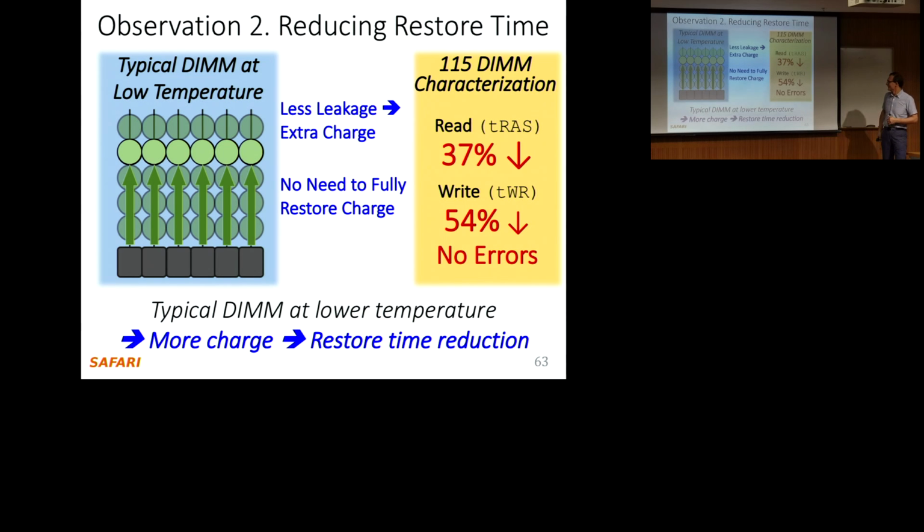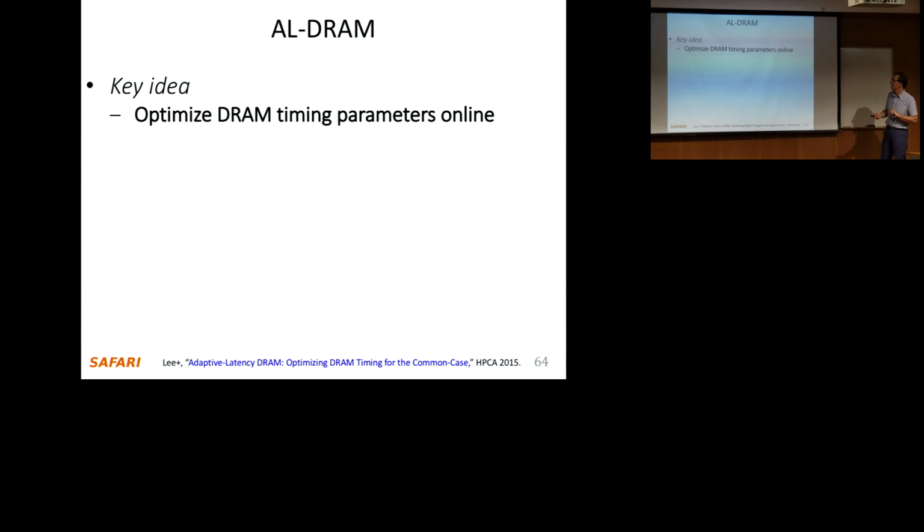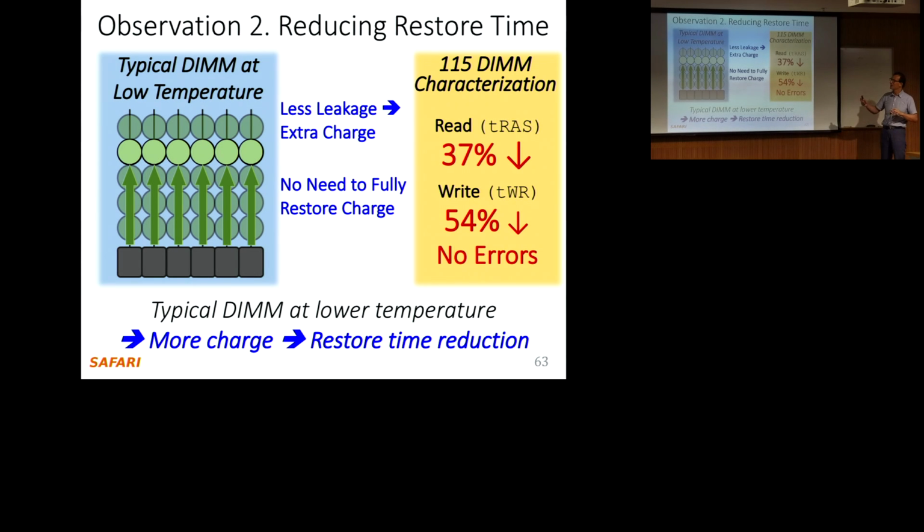I'm not sure. Okay. You basically restore the charge to a smaller level because you already have more charge to begin with at 55 degrees Celsius. Right? Maybe you don't want to do this at 85 degrees Celsius because you don't have a lot of margin in restoration time. Okay. So you can do the same thing for pre-charge. I didn't put it over here, but the third observation is you can reduce the pre-charge time with a very similar observation.